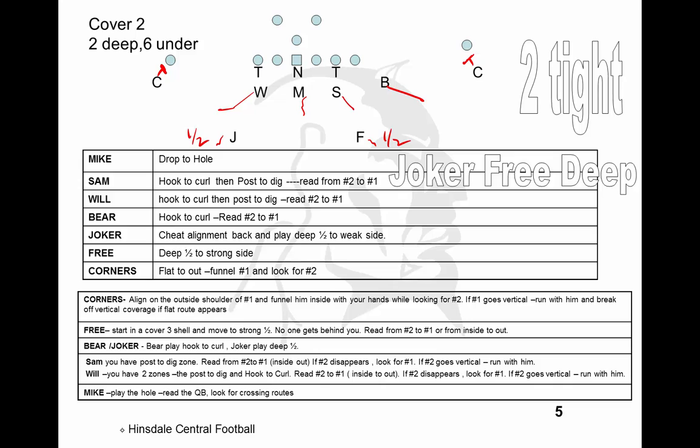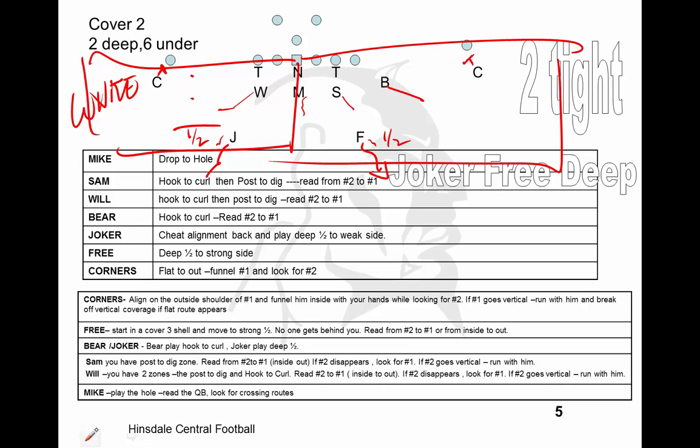We also play white, and white is our 2 deep, 6 under look. If you look at white, we're playing deep halves now, so we're taking the field and really dividing it into half sections. And this deep half, not the low half or the mid half, but the deep half, the Joker is responsible for. And the free safety is responsible for the deep half on this side of the field. It's important that you stay in your zone.